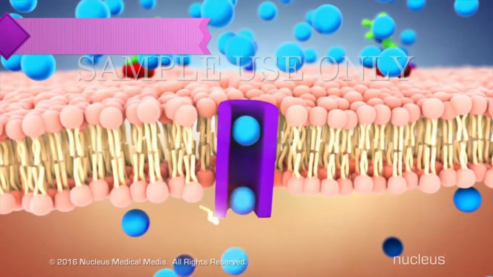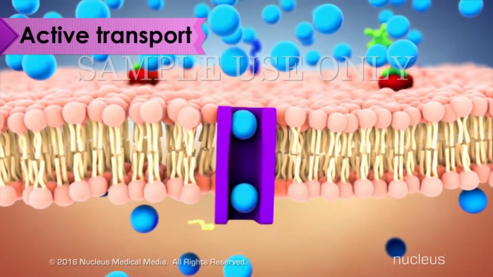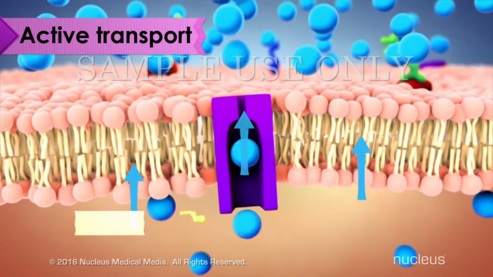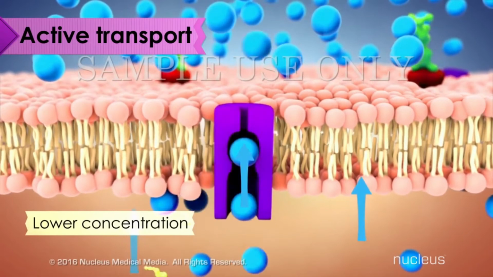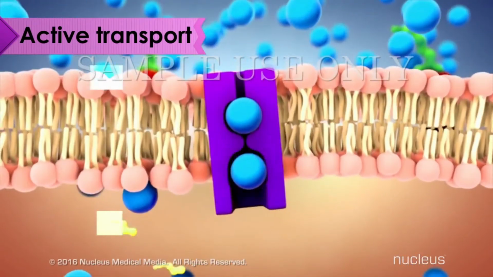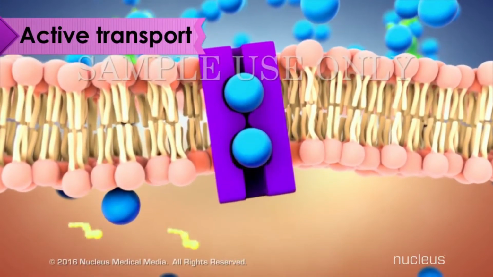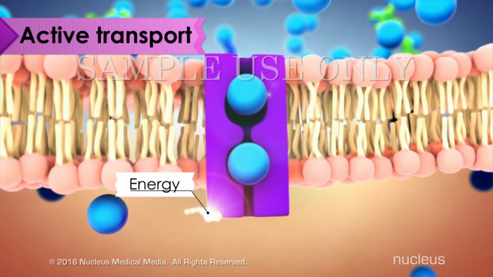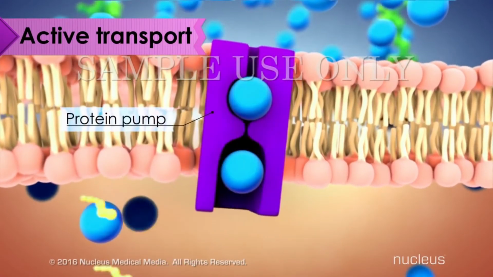The second category of cell transport is active transport. This is when particles move from an area of lower concentration to an area of higher concentration. When particles move against the concentration gradient, energy is required, often to allow protein pumps to assist in particle movement.